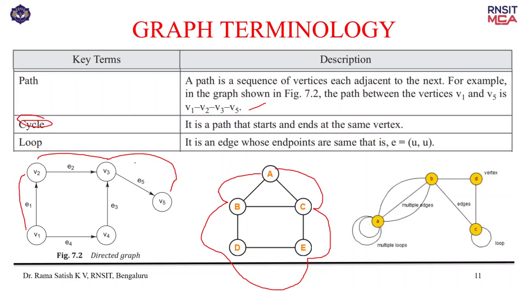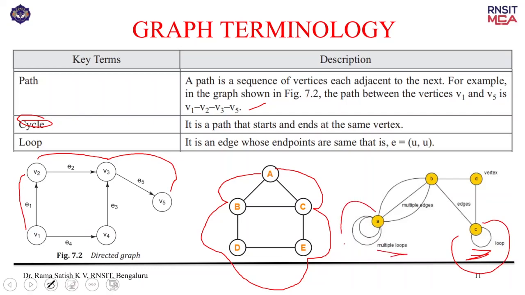Next, loop. Loop where starting and ending points are same. Look at here. C. From C, I travel. Again, I reach C only. This is a loop. You can see this is a loop. This is a multiple loop.